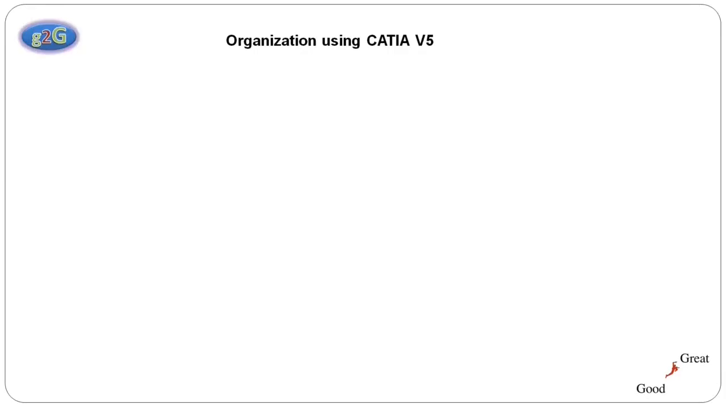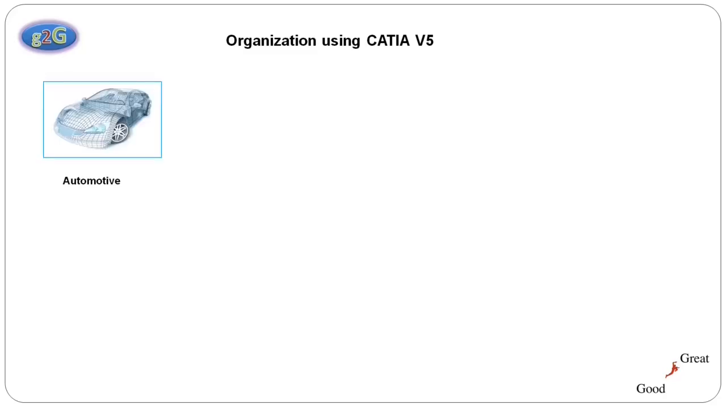We will see the different organizations that are using CATIA and the different products that are being designed by these organizations using CATIA. The first one is the automotive segment. 70% of the automotive industries are using CATIA to design their vehicles, and 70 to 80% of any vehicle is designed in CATIA. The rest, 20 to 30%, is designed in other software.